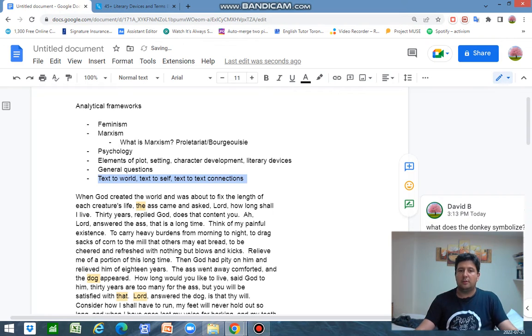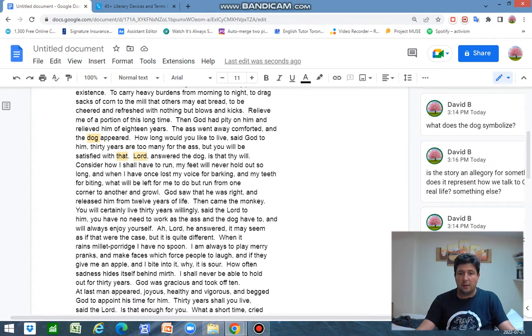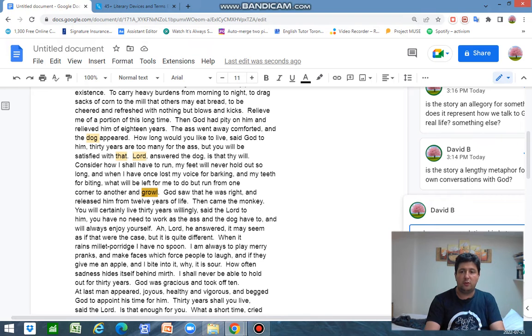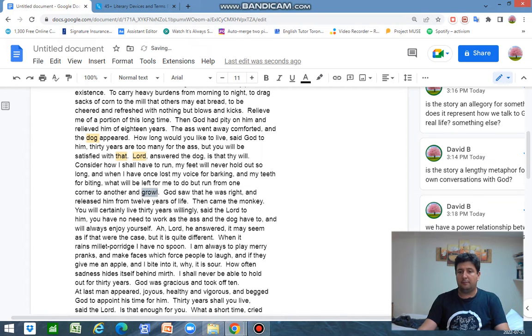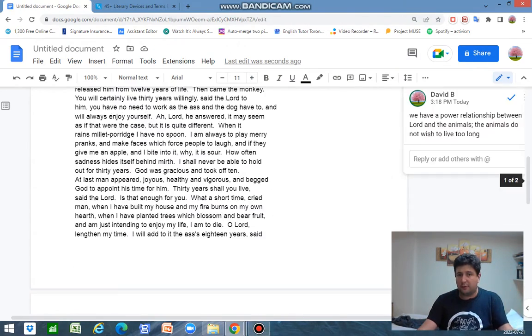So, can we call this a relationship? It's definitely a power relationship between the Lord and the animals. I don't know if we can pull anything feminist out of it, but at the moment, we have a power relationship between the Lord and the animals. The animals do not wish to live too long. Maybe we're talking about how different human beings are here.